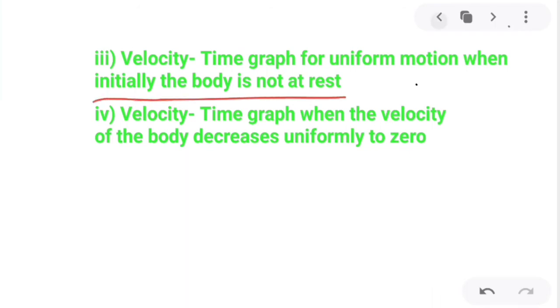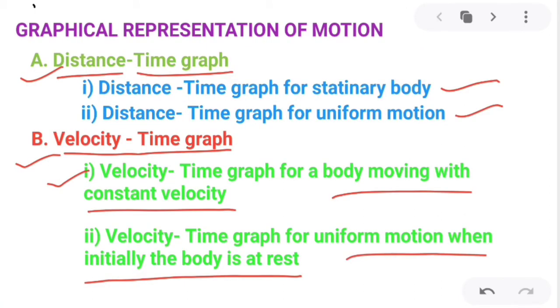In number two the body is at rest, in number three the body is not at rest. Then finally we will discuss the velocity time graph when the velocity of the body decreases uniformly to zero. That means from a value it comes to zero. So we will try to understand the concept of all these graphs one by one.